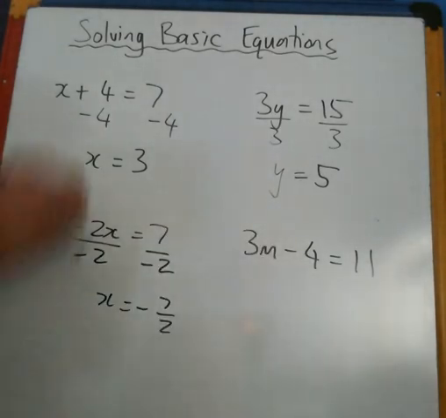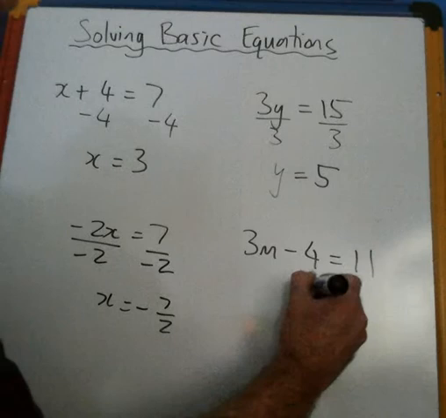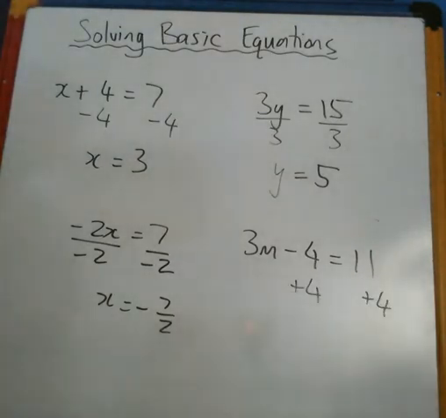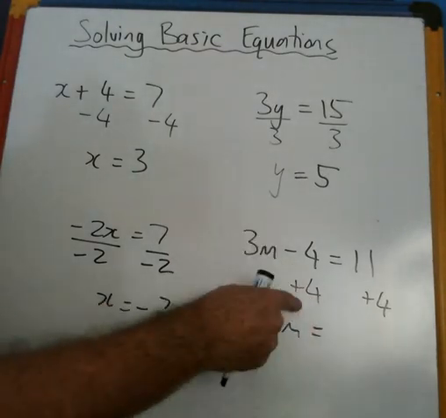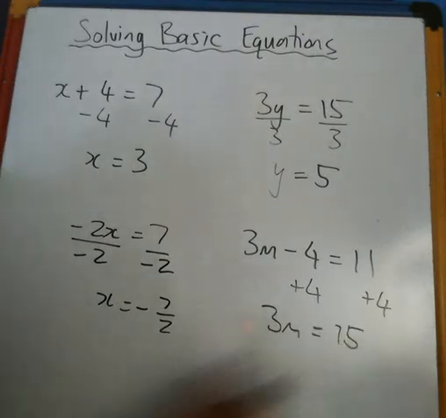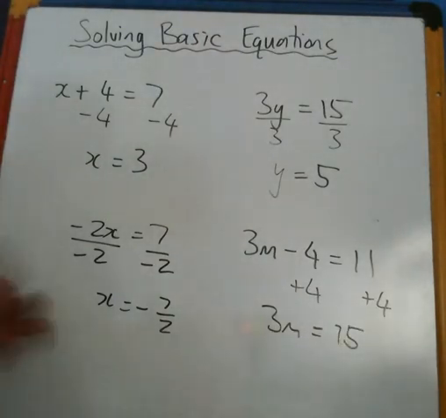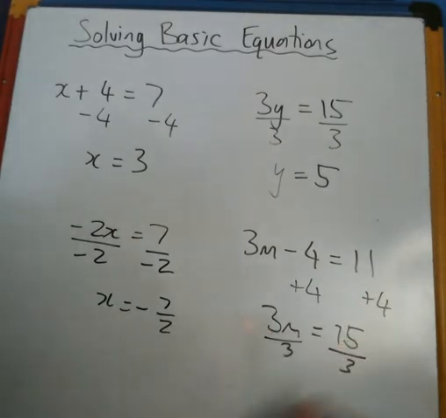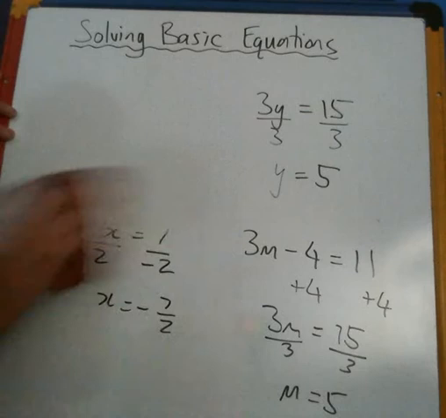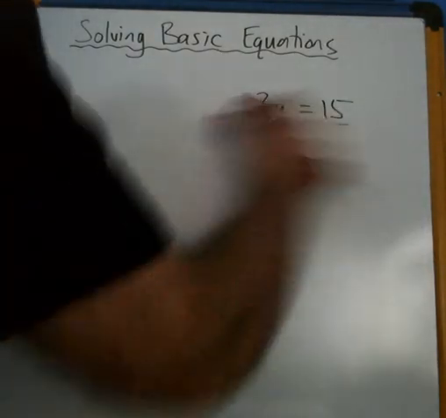But if we're going to continue to use this working line here, then to get rid of the 4, we can add 4. So 3m equals, they disappear, 11 plus 4 is 15. So whichever method you use, you're going to end up with the same answer. So that takes us to that line there. We're going to divide by 3, so m equals 5. So those are the basic skills for solving an equation.